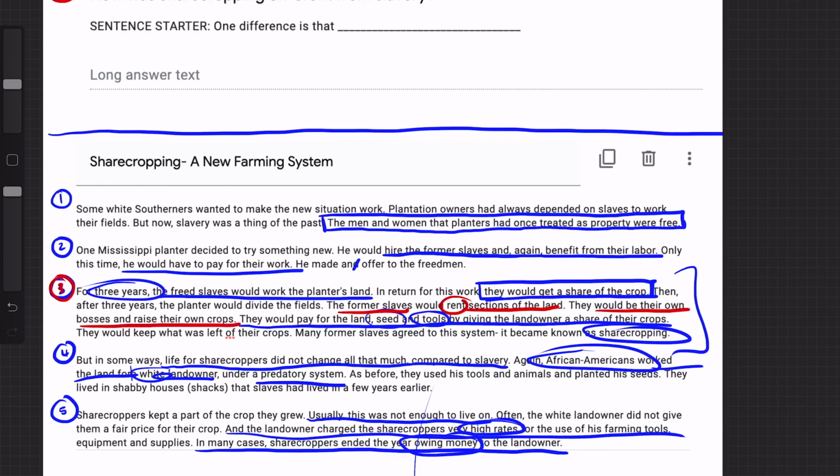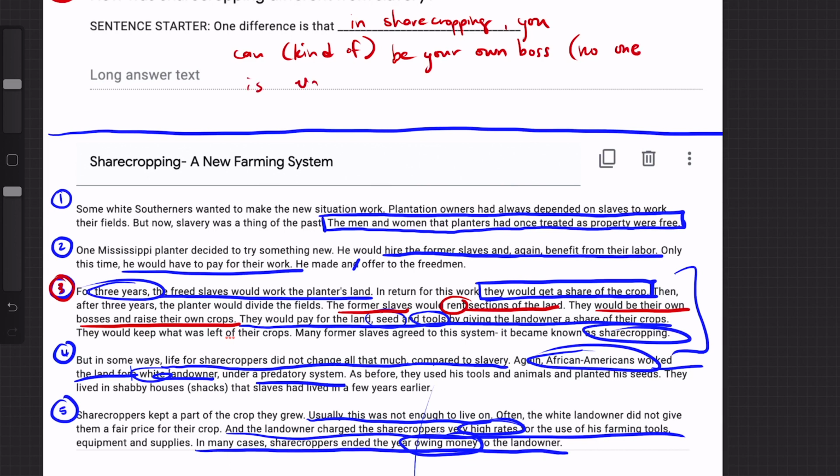So one difference is that in sharecropping, because you still have to pay somebody for the stuff you use, you can kind of be your own boss. So no one is watching over you. So this is what I would put for number 2.